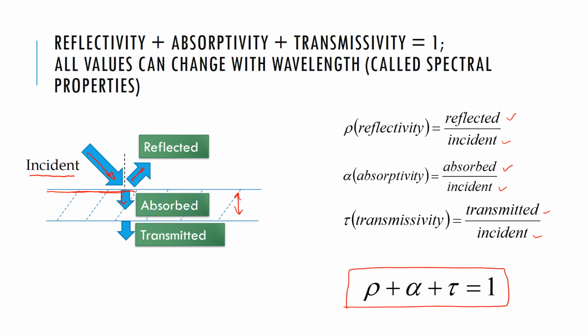If there is no transmission, then we have, for no transmission, rho plus alpha is equal to 1. We will use this information to calculate one property when the other property is given. For example, rho is 1 minus alpha.